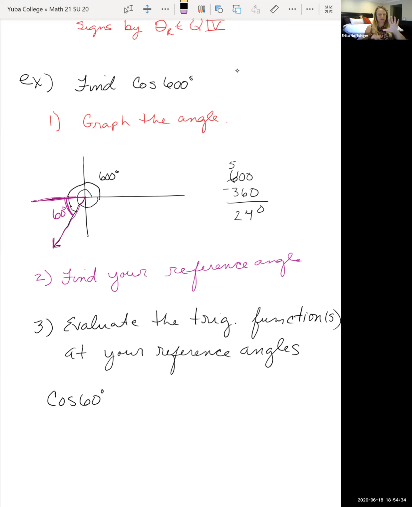Okay, so we get our hand: 0, 30, 45, 60. Cosine was the number of fingers above our angle, so that's 1. So it was the square root of the number of fingers above, which is 1, all over, always 2. So this gives us 1/2.